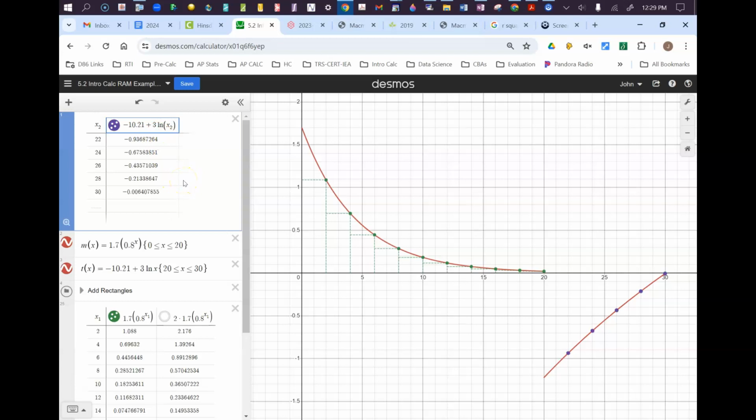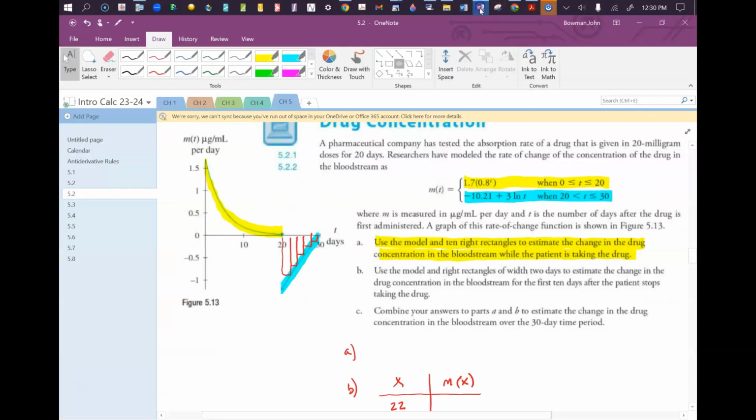So that's the height of the 5 rectangles. And the width of those 5 rectangles are all 2, so I have to multiply those by 2 and add up those negative values. And when I do that, it's going to give me the answer to part B.